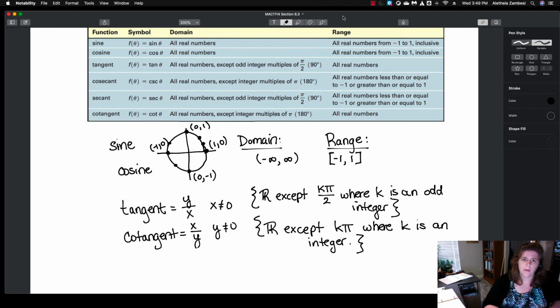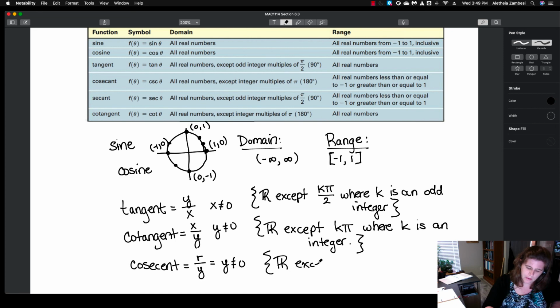So let's continue to talk about some of the reciprocals. Cosecant is the reciprocal of sine. So remember that sine is y over r, so cosecant is r over y, and r is equal to 1. So wherever y is equal to 0, cosecant cannot exist. So y is equal to 0 on the pi marks. So we have all real numbers except for k pi, where k is an integer.